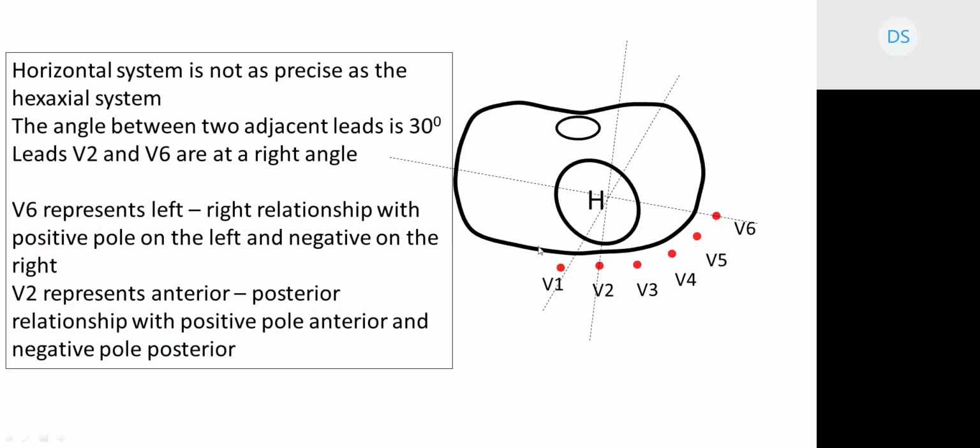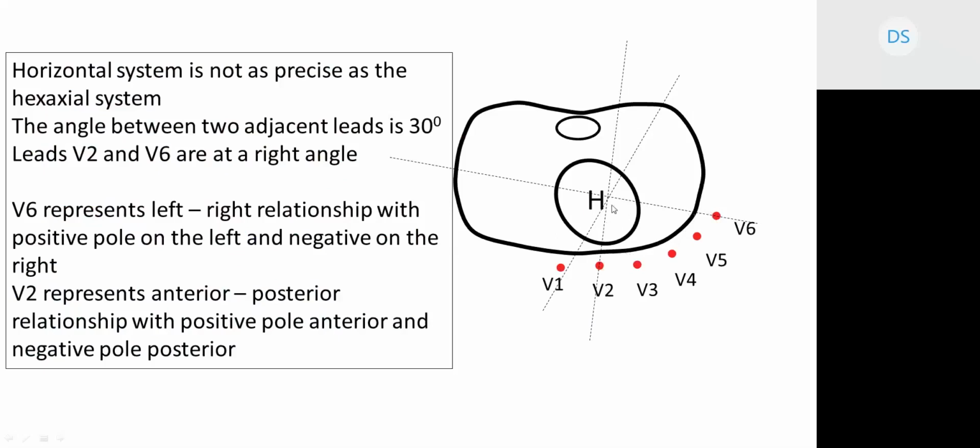Overall, the horizontal system is not as precise as the frontal system, and hence commonly we pay attention to the frontal system. But to have a complete understanding about the axis of the heart, we will also understand a little about the horizontal system. Here you can see that the angle between lead V2 and V6 is 90 degrees. And approximately between the two leads is going to be a little less than 30 degrees.